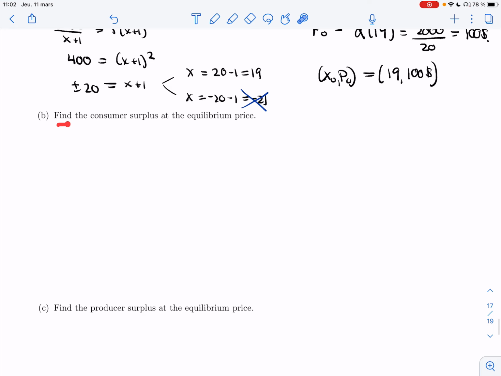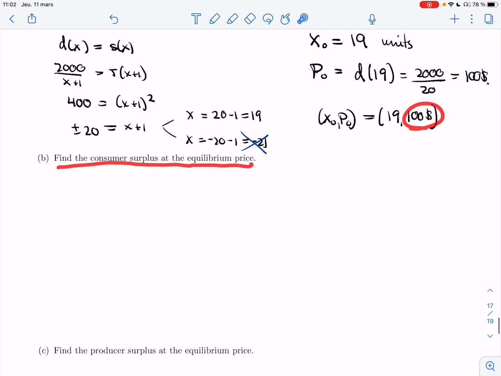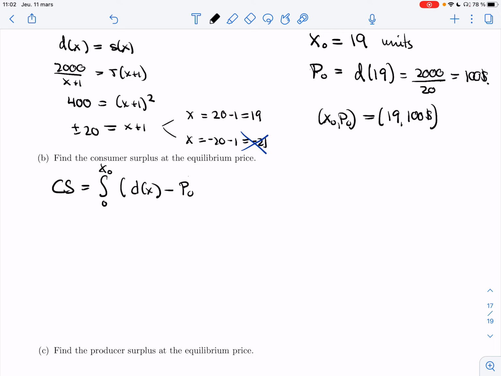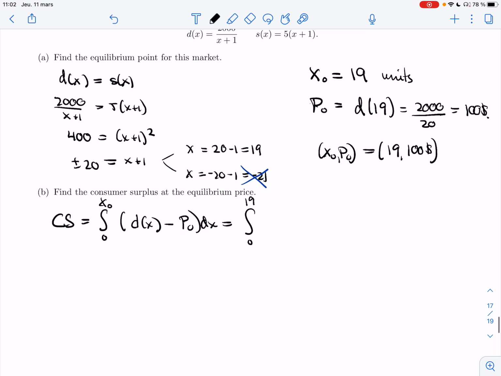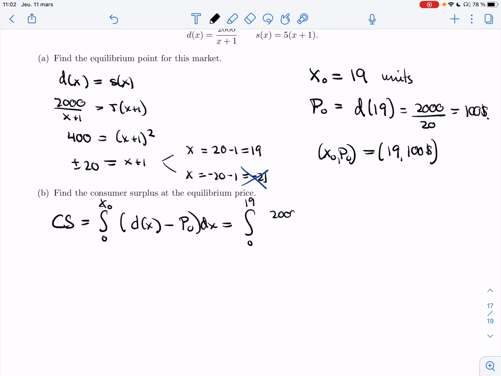All right, I want to find the consumer surplus at the equilibrium price. So at $100, consumer surplus is the integral from 0 to x0 of D of x, the d is above, so that's top, minus p0 dx. So I'm going to get 0 to 19. D of x is 2,000 over x plus 1. P0 is 100 dx.